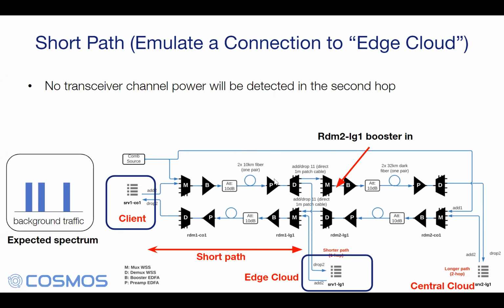We also want to check something. For now, the optical connection is only established between the client and the edge cloud. We don't want to see the transceiver channel on for the second hop, which is connected to the center cloud. So the expected spectrum at the ROADM 2 cell 1 booster in will be three background traffic channels, but without the transceiver channel.